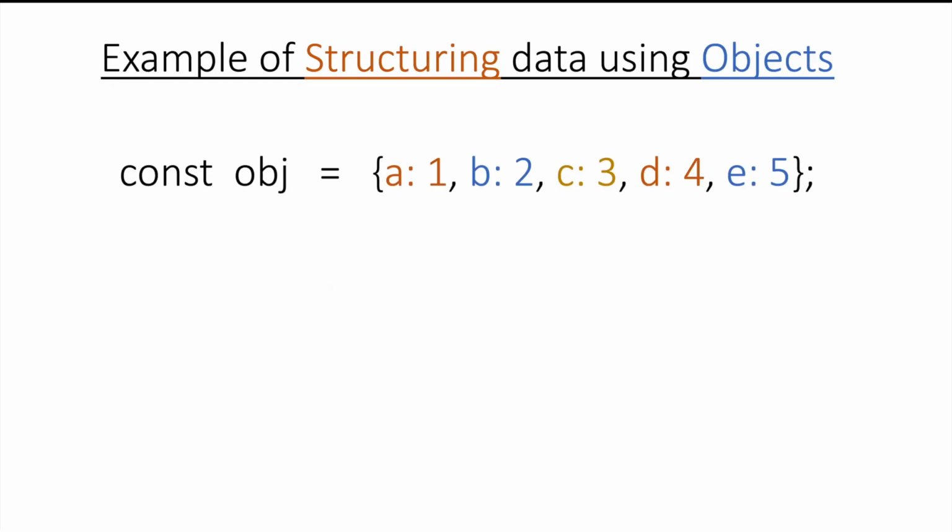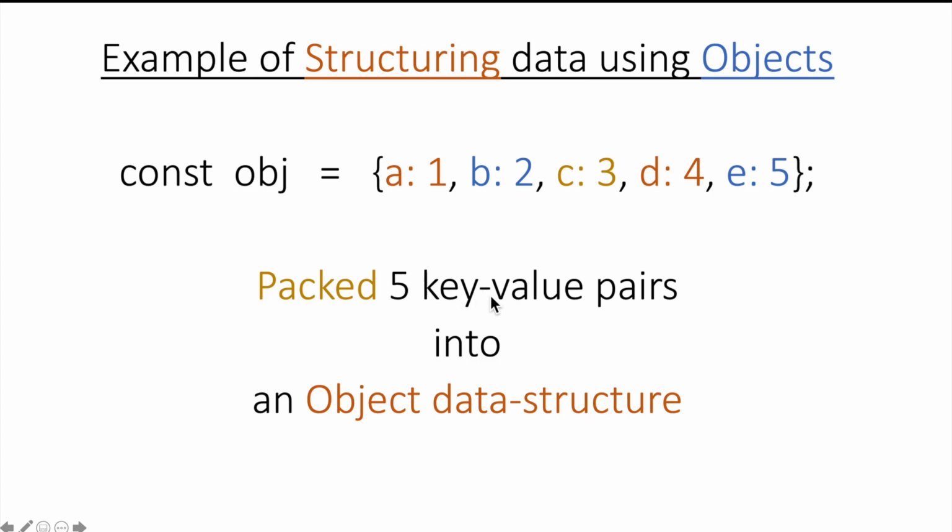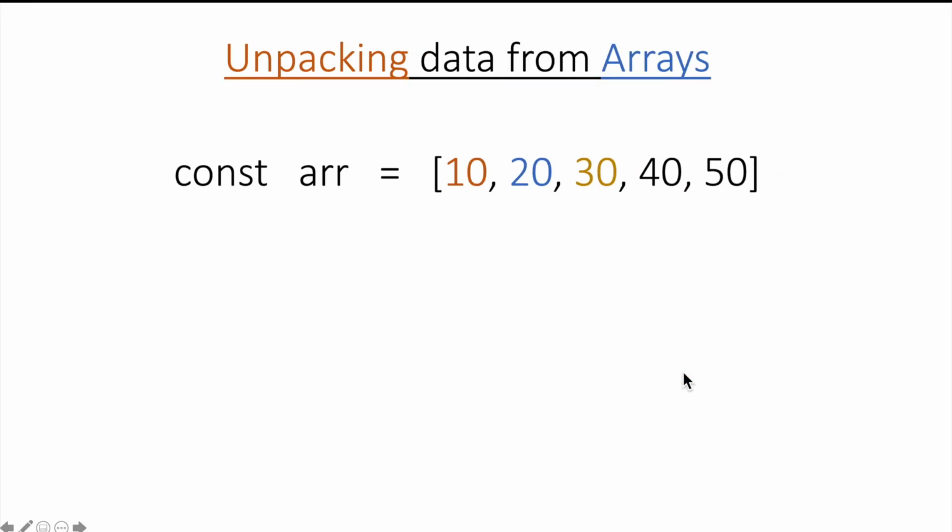Similarly, let's look at an example of structuring data using objects. Here we have an object which is assigned to the variable obj, and we have 5 key value pairs here. We can say that we have packed 5 key value pairs into an object data structure. Let's look at the opposite process.